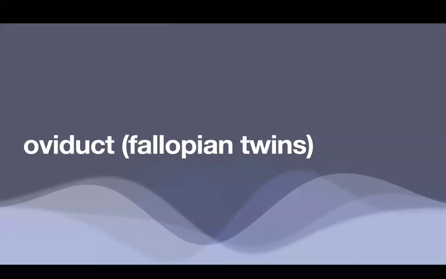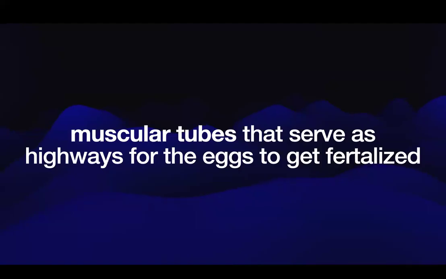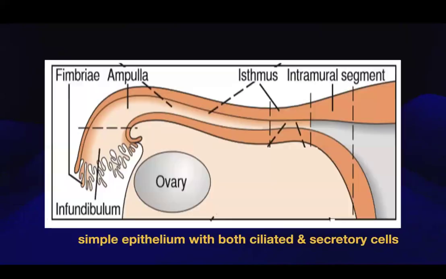Now, moving on to the fallopian tubes. I don't know why it's called the oviduct. I never knew it was called an oviduct before, but I guess you always learn something new. There are two muscular tubes that serve as highways for the eggs to get fertilized. I spelled it wrong, but now it just sounds more American. Oopsies.